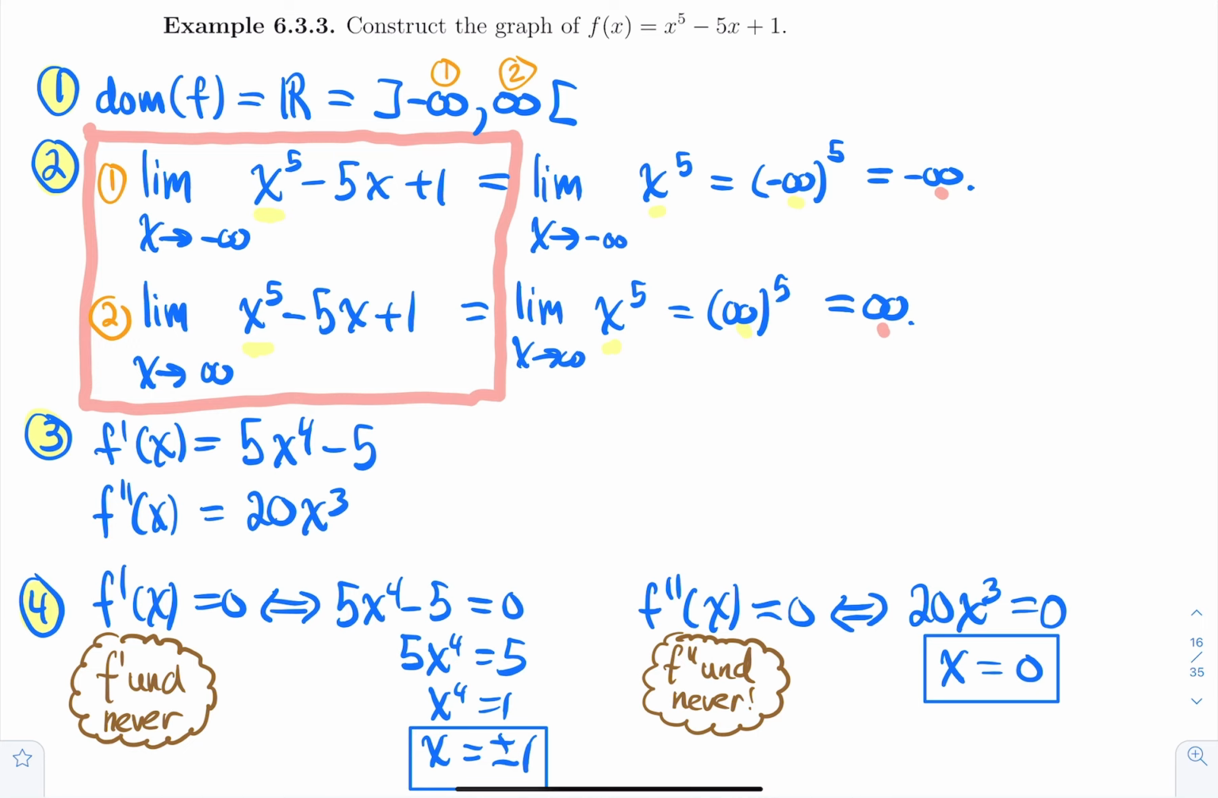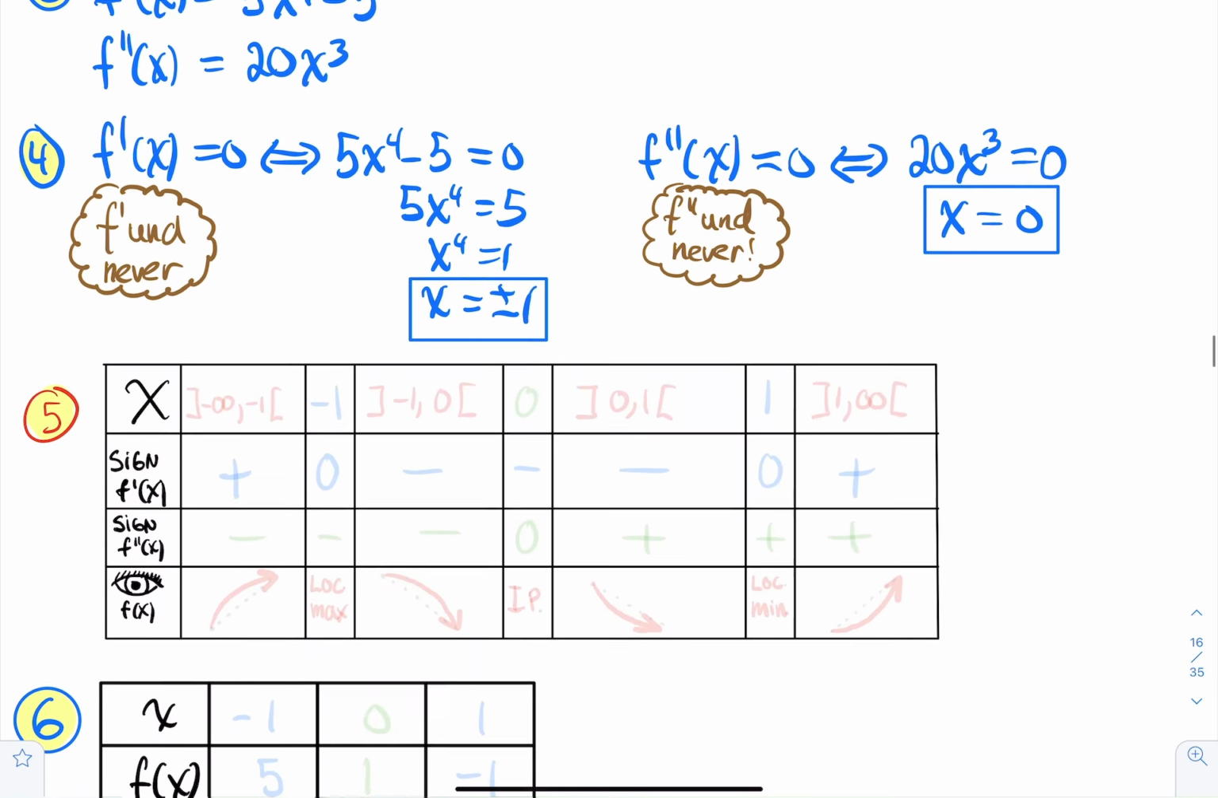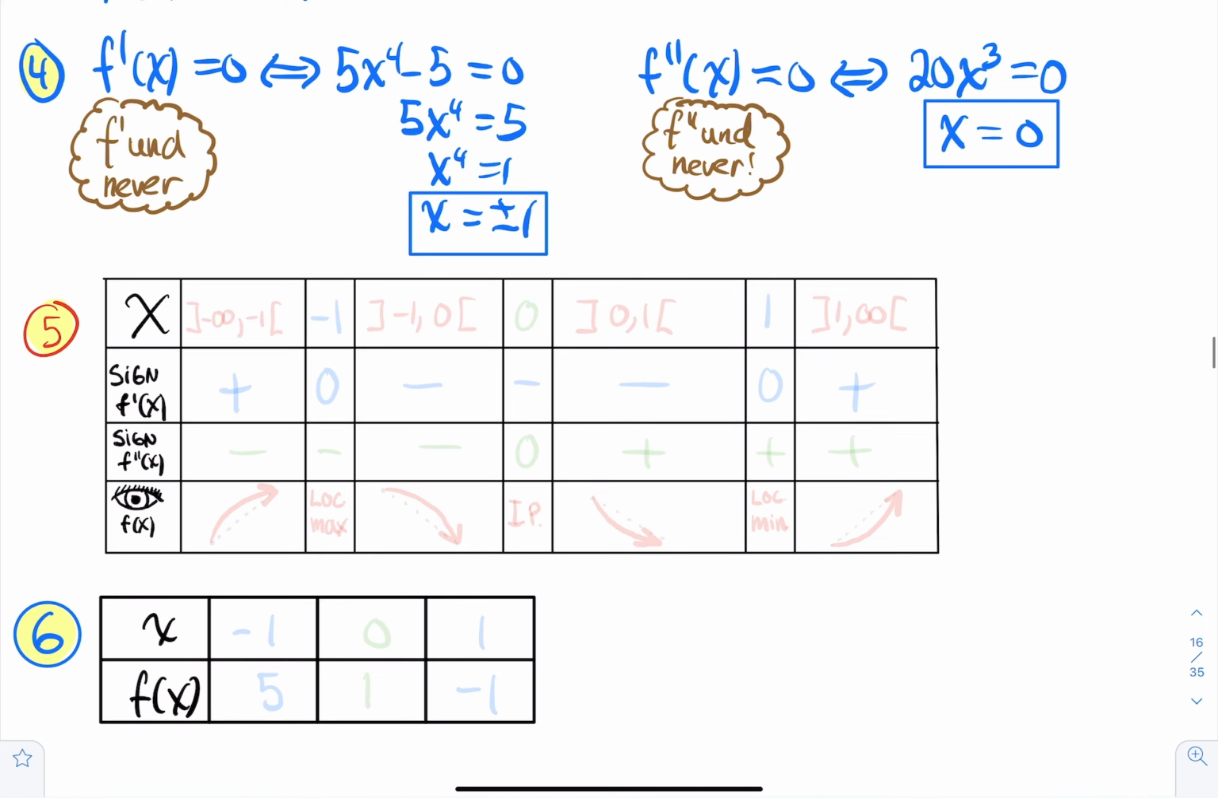Now, step 5, the most important step. Now we need to construct the super sign table. So here you take all the points that you just found in step 4, where the function f prime or f prime prime either crash or where they're equal to 0.